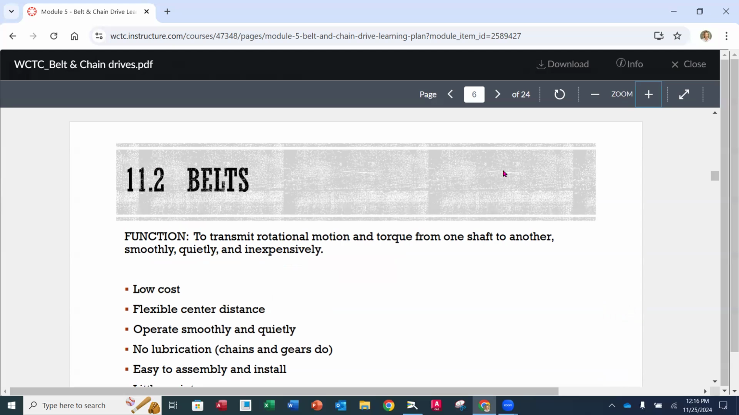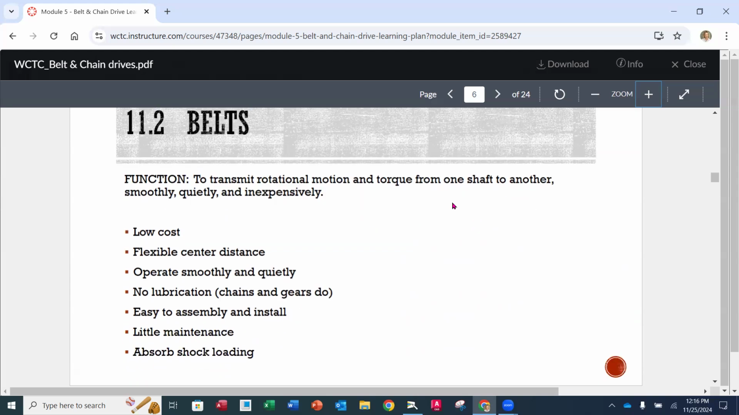Belts provide a smooth, quiet, and relatively inexpensive way of achieving the very same thing as a gear drive does. So it's low cost. They are readily available. If you go to any auto parts store, for instance, you're going to see, up above, hanging a whole bunch of belts. They're an application in automobiles, in motorcycles, on snowmobiles. They're in a lot of different places.